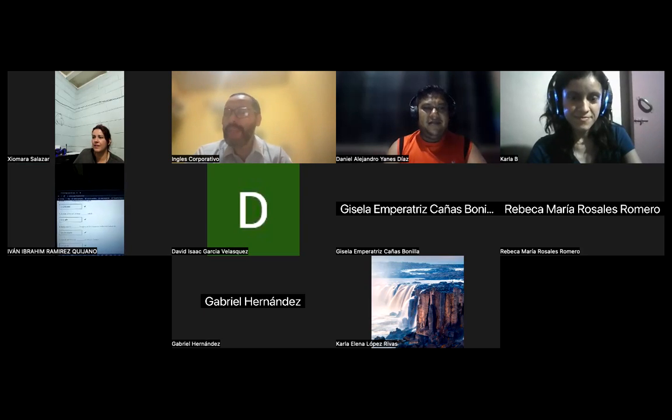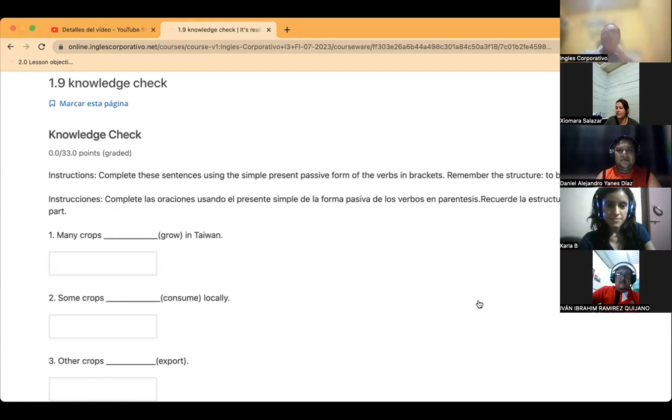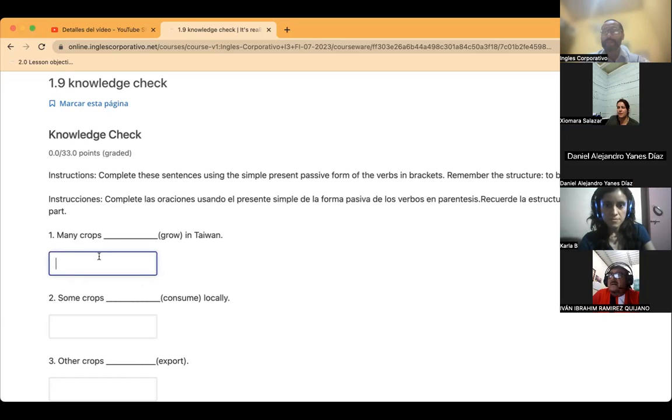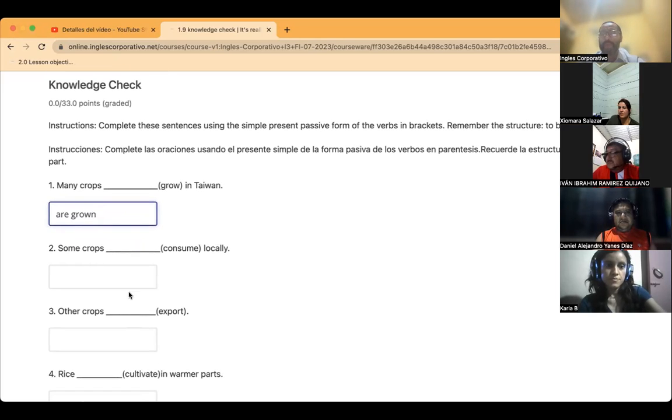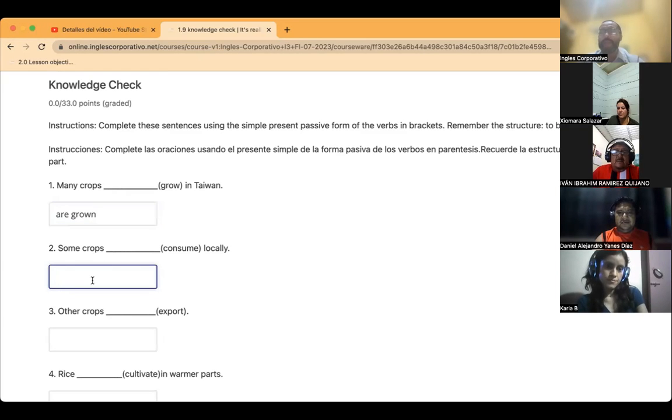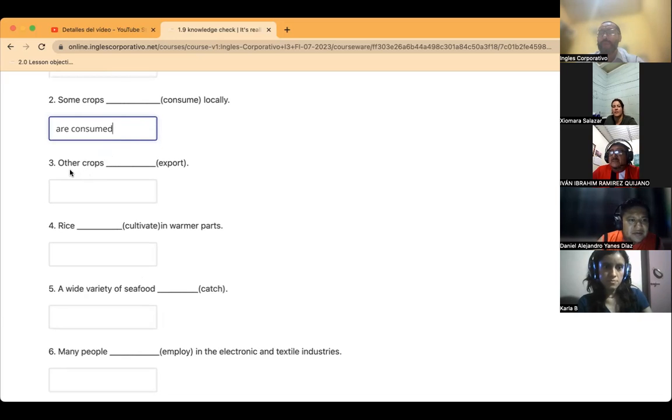Okay, I see that for some it was easy and for some it's a little difficult, but we're going to try together to make sure that we understand. Okay, so let's take a look here. Many crops, what do we use with crops, the verb to be? Is, are, or am? Are. In the past participle, grown. Okay. Some crops, what is the verb to be? Are consumed. Okay, what pronunciation? Consumed. Good. Number three, other crops. Are export.